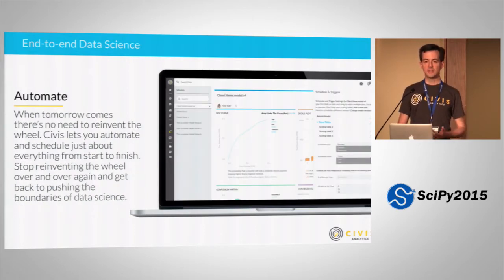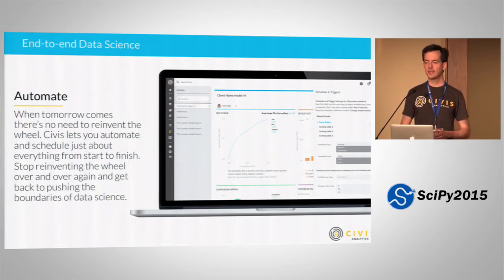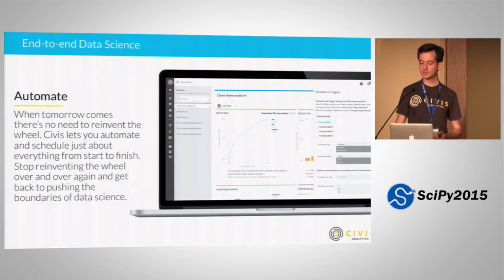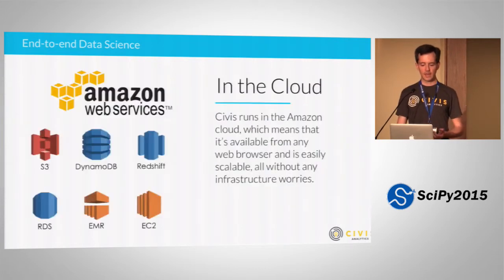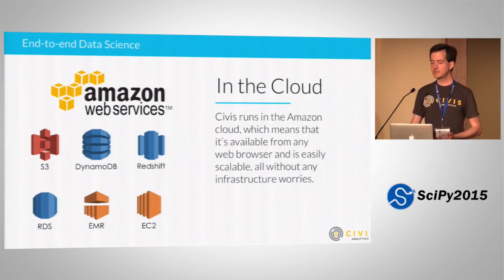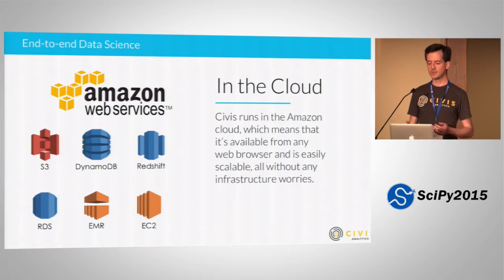One of the nice features about this is the automation. Once you've gone through this workflow, sure, maybe you could do it yourself on the command line or in your IPython notebook, but once you've done it once, CIVIS will automate this for you so that every morning when your database is refreshed, CIVIS will pull in new information, will update your models, will rescore and regenerate the reports. And we're leveraging cloud services for this, in particular the Amazon cloud services, and that means that you don't have to worry about any infrastructure and you can access this from any web browser anywhere in the world.